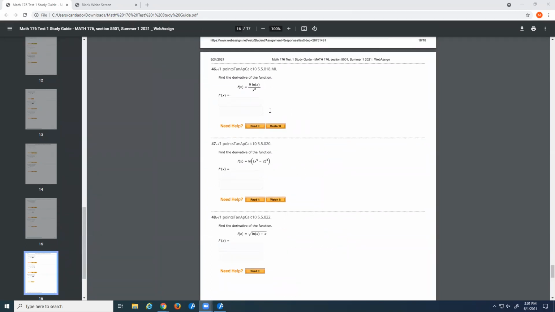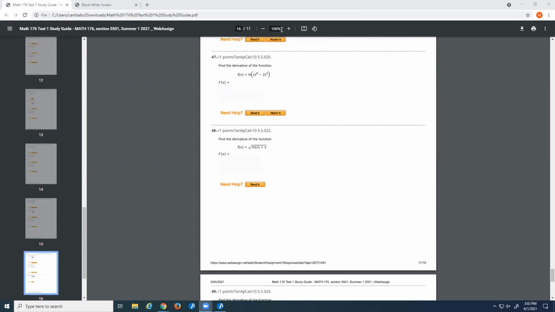All right. So number 46 is just going to be a quotient rule with natural log. So I think I'm going to leave that one for you guys to practice, and I'll go ahead and do 47. So for 47, we're asked to find the derivative. So this is actually going to be a double chain rule, kind of cool.